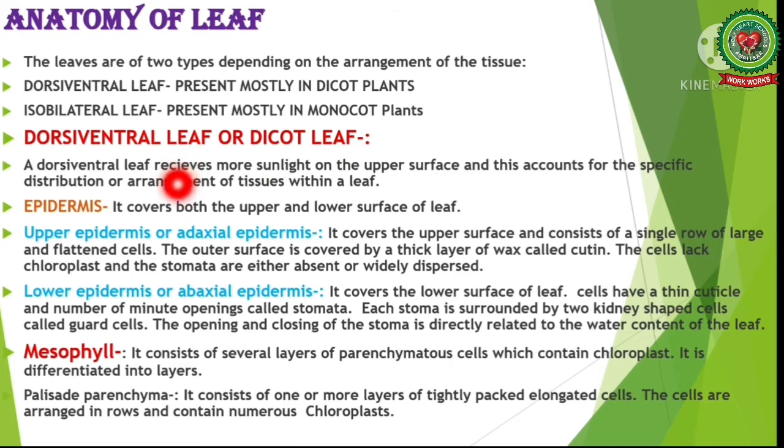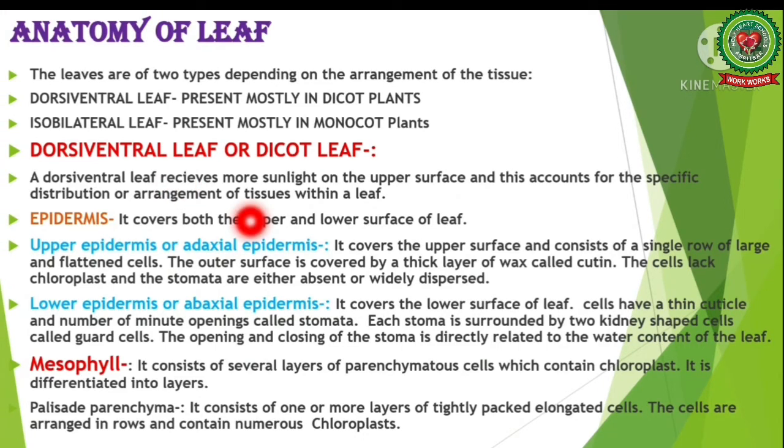A dorsiventral leaf receives more sunlight on the upper surface, and this accounts for the specific distribution or arrangement of tissues within a leaf. Here, dorsi stands for dorsal surface and ventral stands for ventral surface. Dorsiventral leaves are the leaves which have more number of stomata on ventral surface as compared to that of dorsal surface. Here dorsal means upper surface and ventral means lower surface. So dorsiventral leaves have more stomata on lower surface as compared to upper surface.